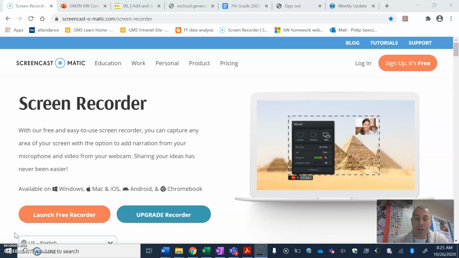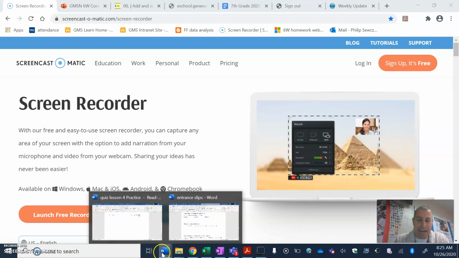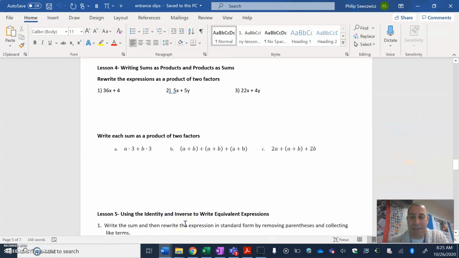So let's go to your entrance slip, and let's take a look here at lesson number 4. Now, again, if you haven't watched the video, make sure you go back and watch your lesson 4 video. If you haven't watched your notes, make sure you watch your notes there. All right. But hey, let's get into it here.